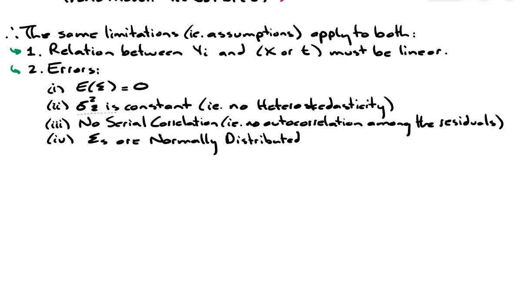Second, the variance of the error should be constant throughout. That's called homoscedasticity. I'm sorry, that implies no heteroscedasticity exists. So the other way of looking at it, when the variance is constant, that's referred to as homoscedasticity, which is the same thing as saying there is no heteroscedasticity. The third thing is there should be no serial correlation. In other words, no autocorrelation among the residuals. So the errors cannot be correlated with each other. And finally, the errors should be normally distributed.